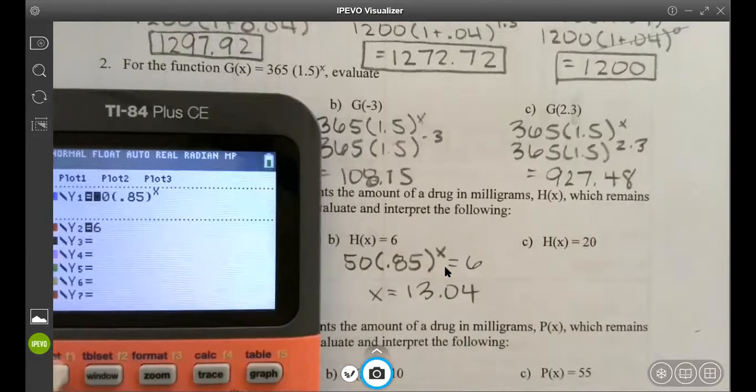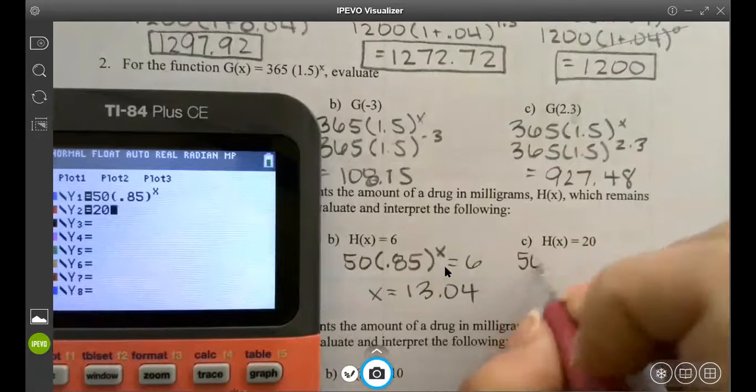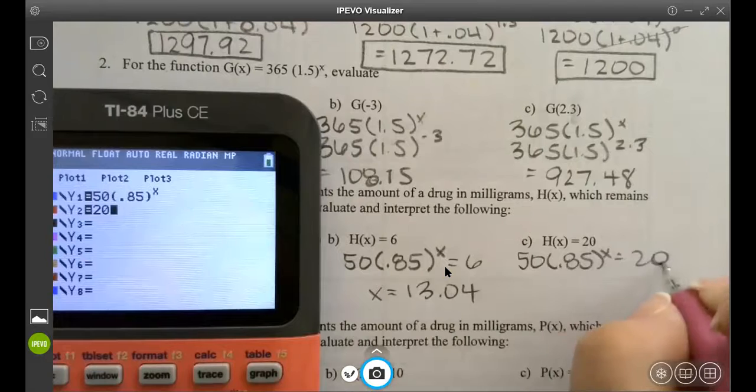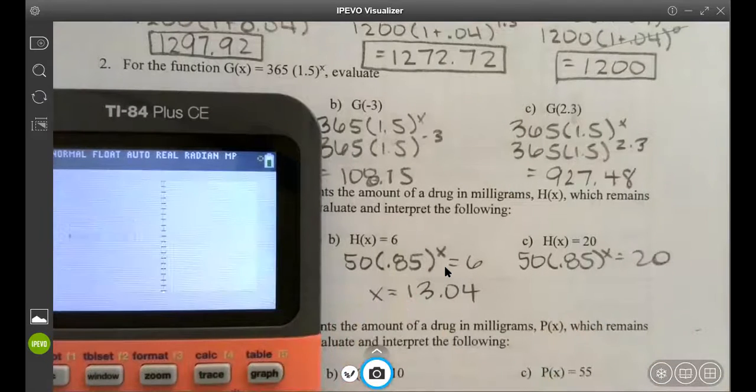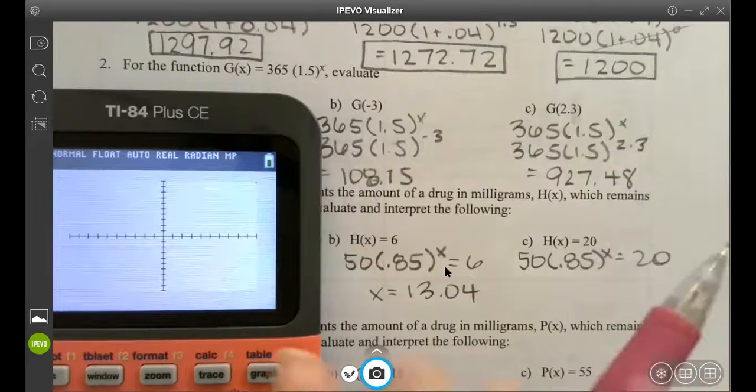On the next one, we're just setting it equal to 20. So 50 times 0.85 to the x equals 20. I went back to a regular screen. Remember, on the regular screen, you're not going to see anything because it's only 10 to negative 10. Okay, so this value is 20, so it's way above it. I'm just watching this little circle, waiting on it to finish. When it finishes, I know I can do something else.